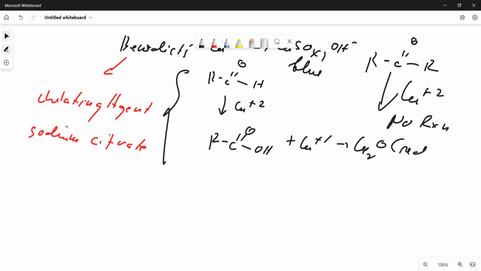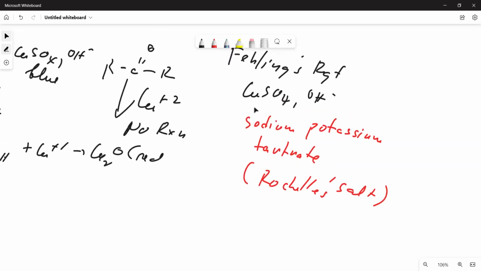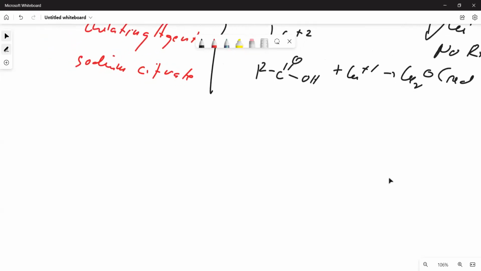Now there is another reagent that has a similar reaction, and it is called Fehling's reagent. It is also copper sulfate in basic medium, except that the chelating agent is sodium potassium tartrate. It is also called Rochelle salt. And that's it, class.